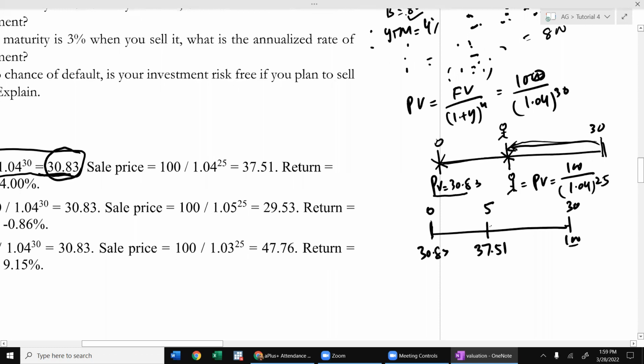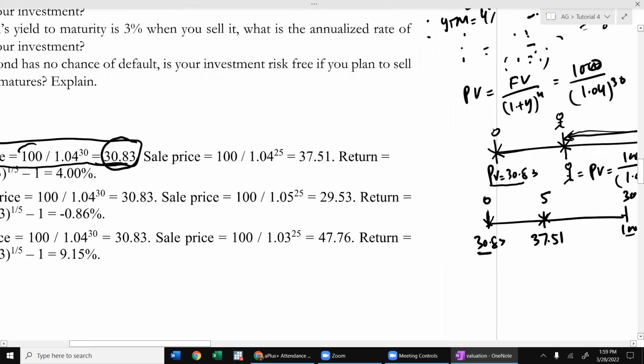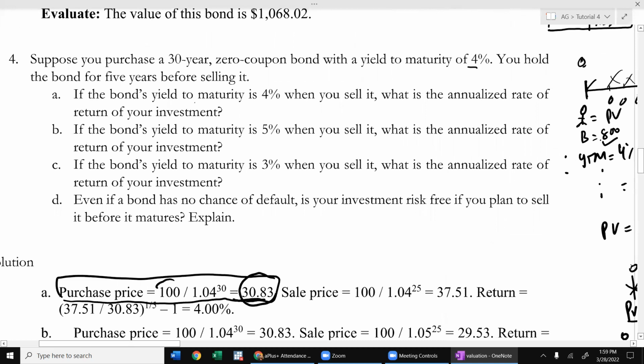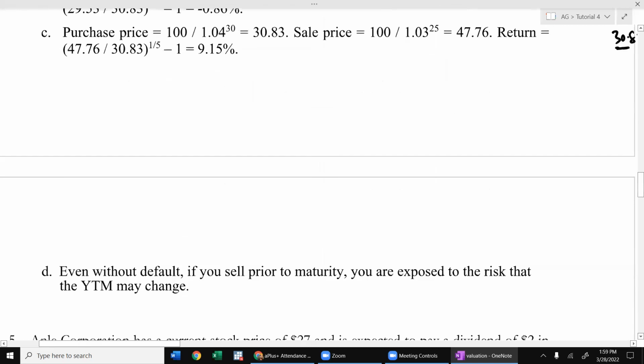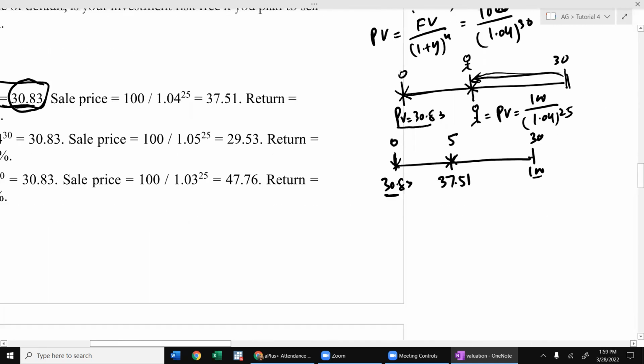Okay, so this is the situation. So now you are going to sell it when you reach year 5, and this is year 0. Okay, so the question is asking us, if the bond yield to maturity is 4% when you sell it, what is the annualized rate of return of your investment? So if I ask you what is your return, this is the buying price, this is the selling price, and this is the maturity price, when you will get it, right? So the question is asking that you are going to sell it at the end of this year. So this is the selling price and this is the buying price.